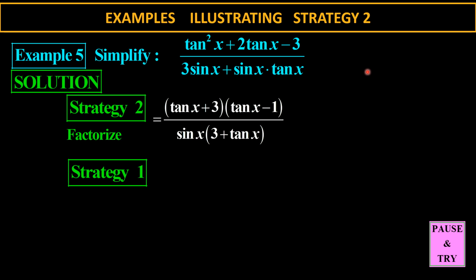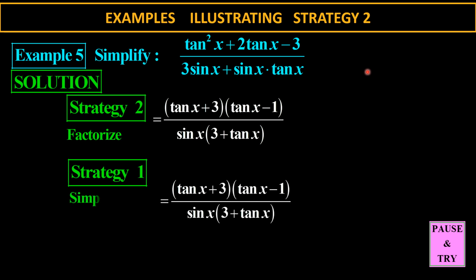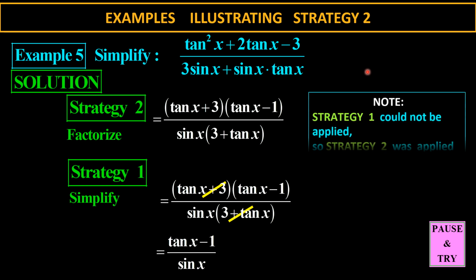Again, you go to strategy 1. Can we simplify? Yes. What type of simplification? We can just cancel the factors. Right? So I cancel the 2 factors, and then I end up with tan x minus 1 over sin x. And there we have simplified it.